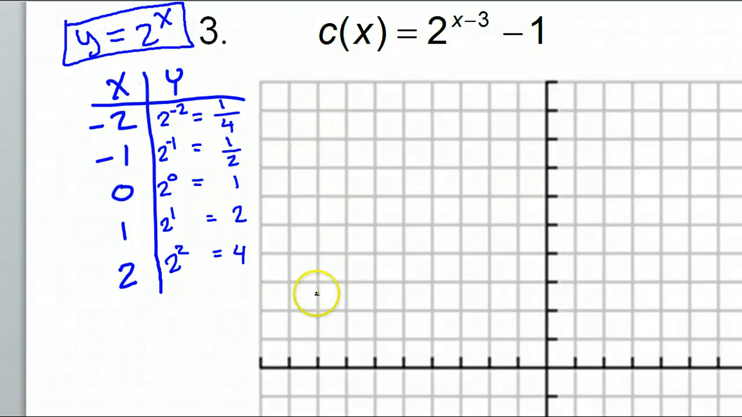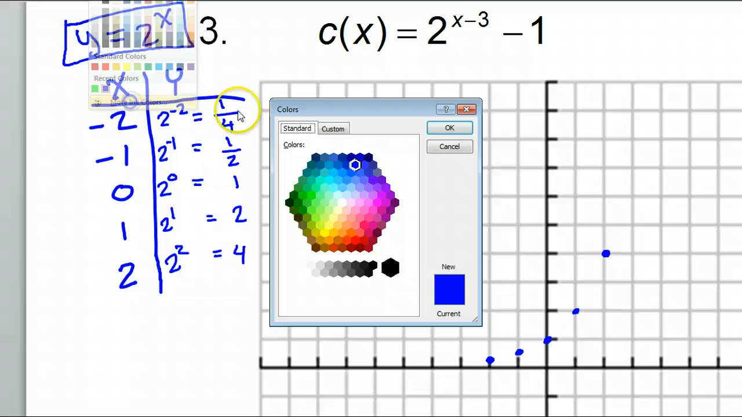So let's go ahead and graph this parent function. At -2, we're at 1/4, so that would be halfway, so this would be about 1/4. At -1, I'm up to 1/2, so that's dead center. At 0, I'm up to 1. At 1, I'm up to 2. And at 2, I'm up to 4. 3, 4. Okay, so there you go. The asymptote would be right about, hold on.